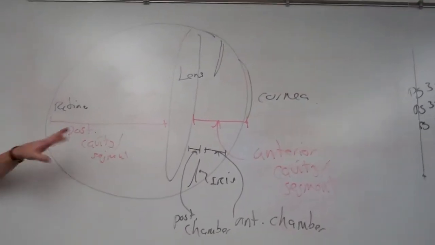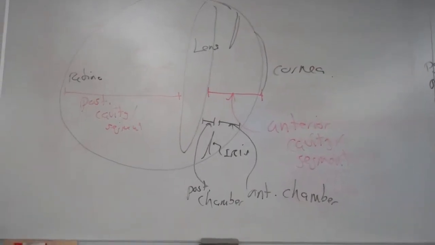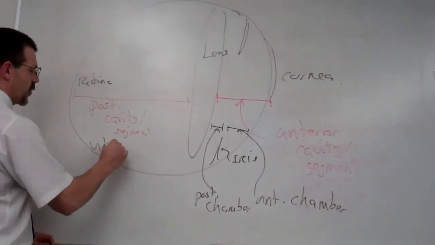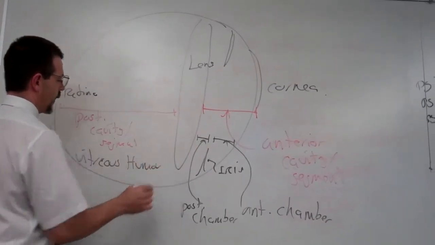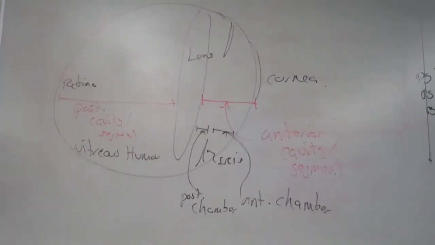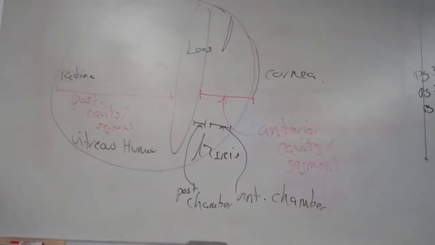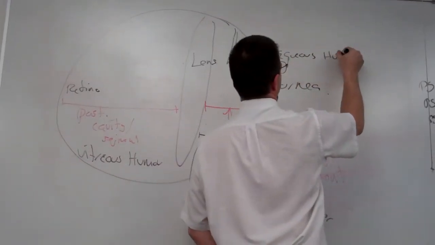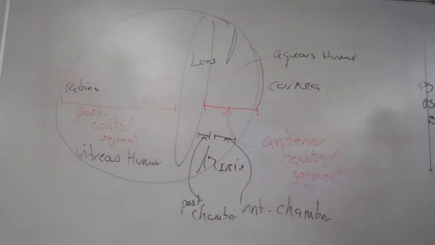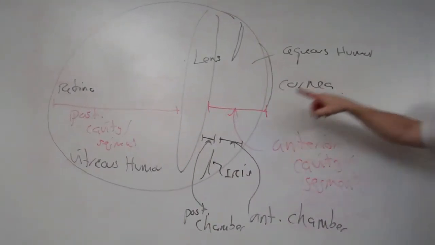There's fluid in there. Name the fluid in the back part. Vitreous humor. Literally glassy junk. What do you call the fluid in the anterior segment? Aqueous humor. Watery junk. Watery junk? They're both watery junk? Nope, this is watery, that's glassy.